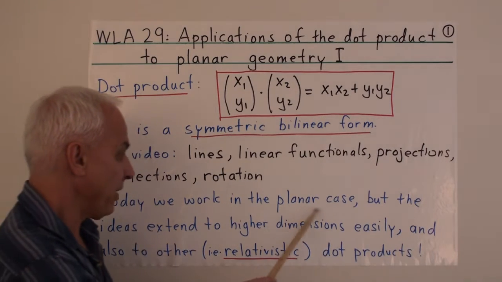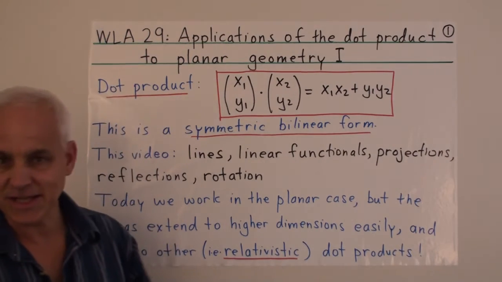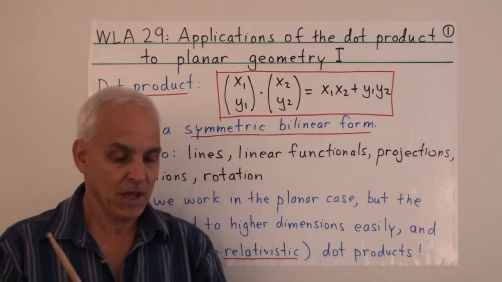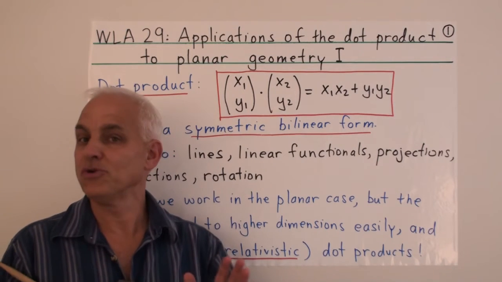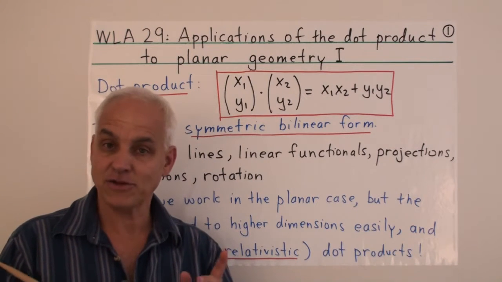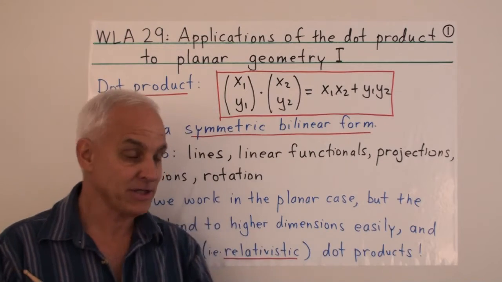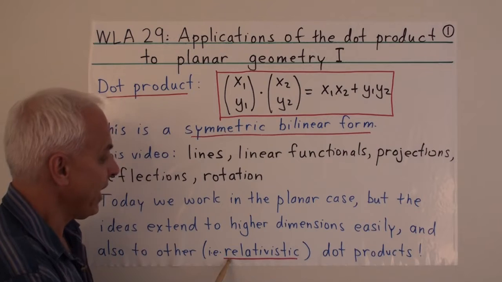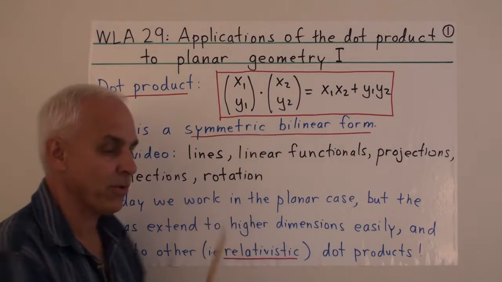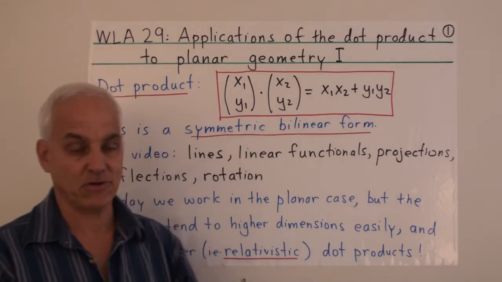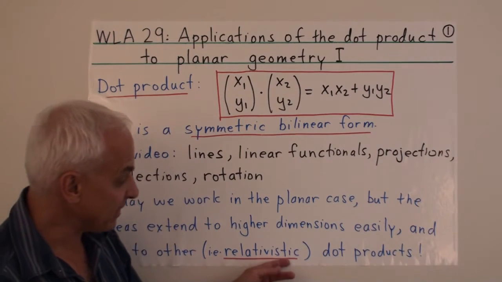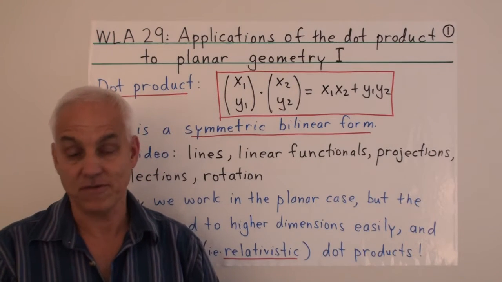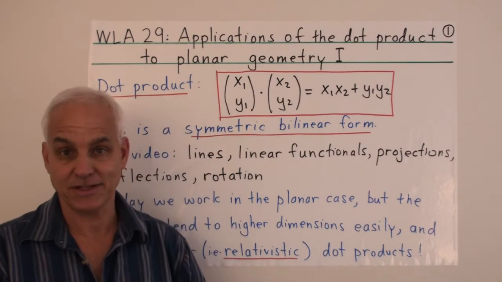Okay, so today we work in the planar case. But one of the advantages in this linear algebra setup is that things generalize relatively easily. Once we've understood the planar or two-dimensional case, it's usually not too much work to extend to 3 dimensions and to higher ones. And it's also not too much work to extend to situations where we work with some variant on this symmetric bilinear form, in particular the relativistic kind of dot products that are so important for 20th century physics coming from Einstein's theory of relativity.